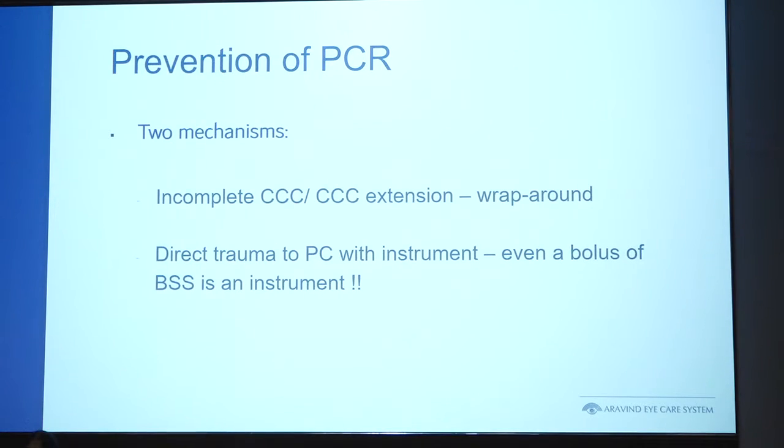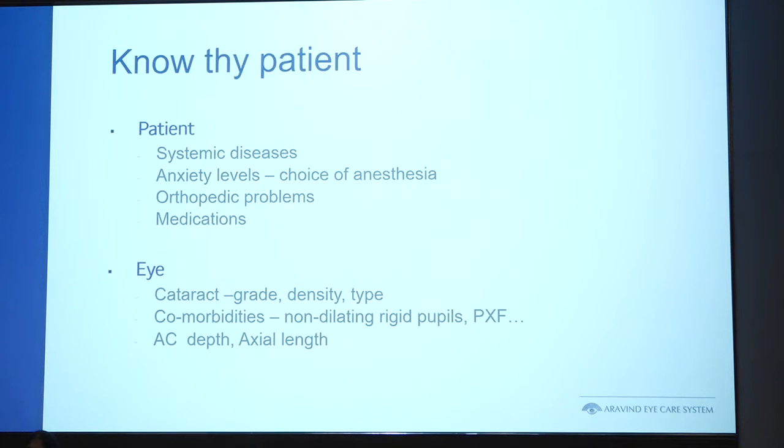We have to remember that there are two mechanisms which cause a PCR. One is an incomplete CCC or a tear in the CCC which extends to the periphery through the zonules into the posterior capsule, known as the wraparound. And the other is a direct trauma to the posterior capsule with any instrument like the phaco tip, the irrigation aspiration tip, or the chopper. But remember, even a bolus of BSS is an instrument.